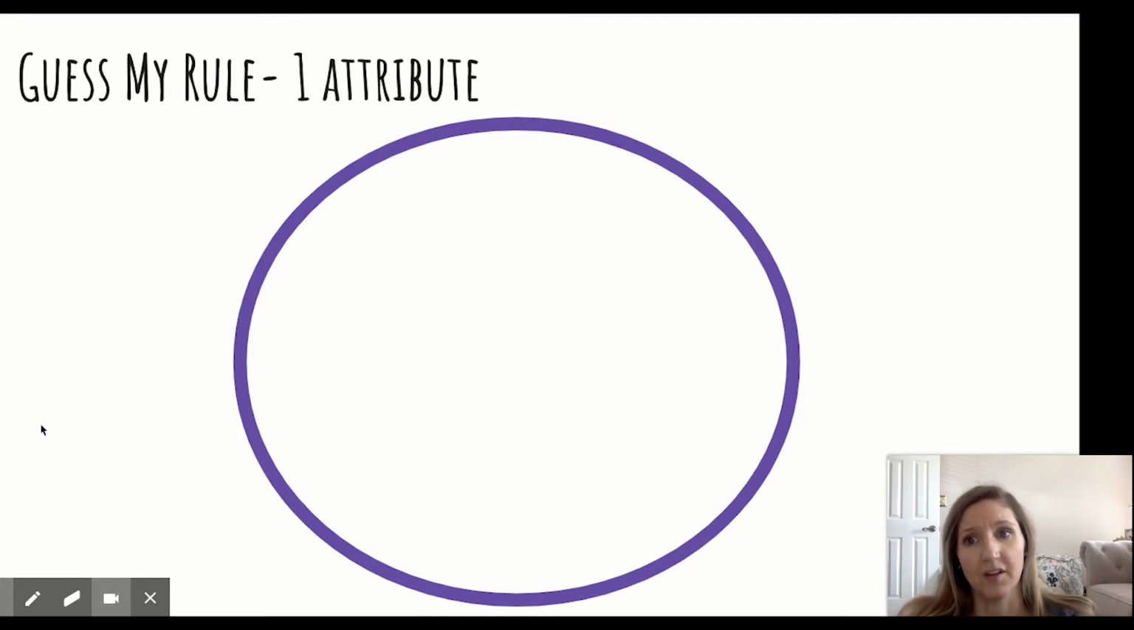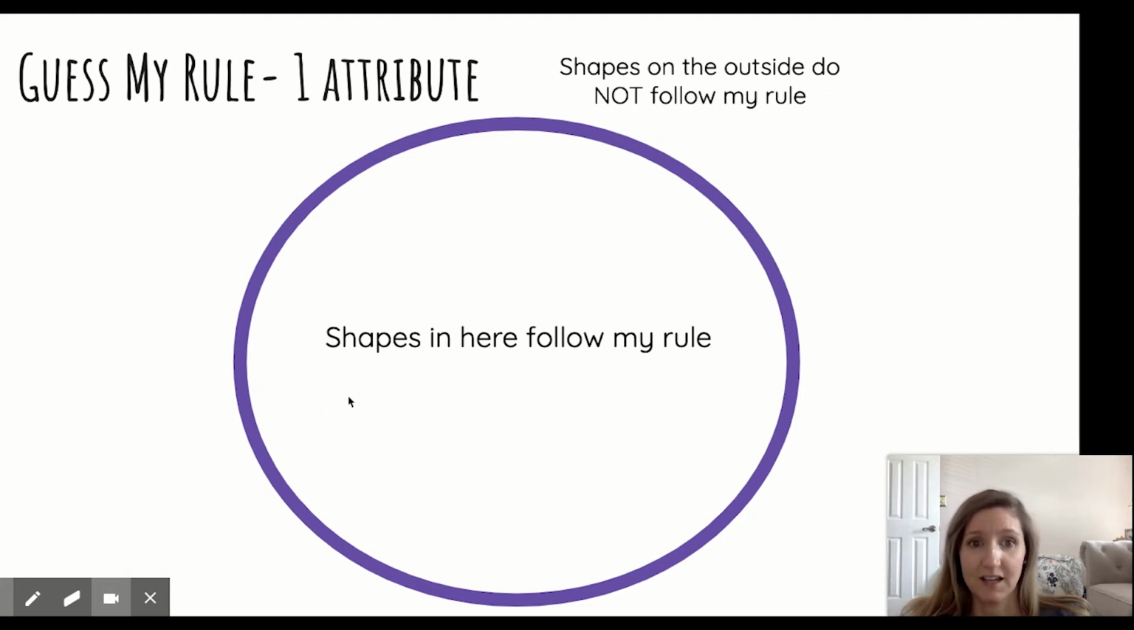After I've thought of my rule, then I will begin placing shapes down for you to guess my rule. The shapes that follow my rule will be placed inside the circle, while the shapes that do not follow the rule will be placed around the outside of the circle. When you think you know the rule, then just say it out loud. Okay, let's begin.